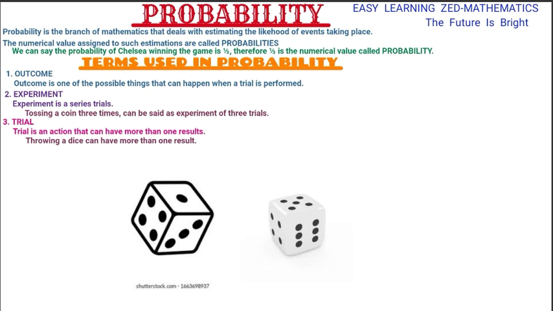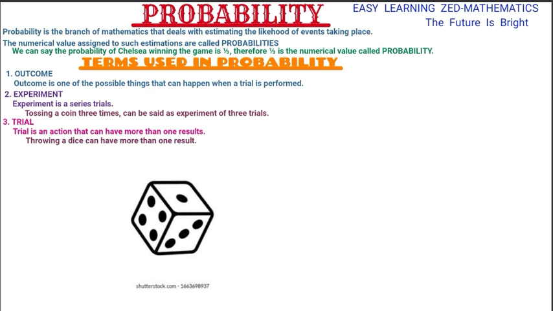So it's an experiment of 2 trials. This first trial has landed on 1, but it can even land on 4 or 3 or 5 or 6. It's a trial that has many results. The results can be 1, 2, 3, 4. So a trial is an action that can have more than one result.